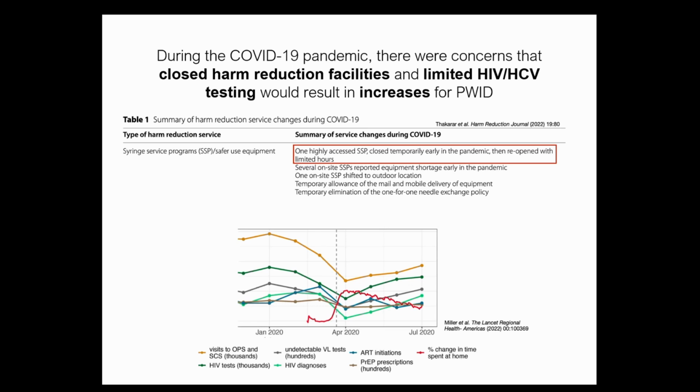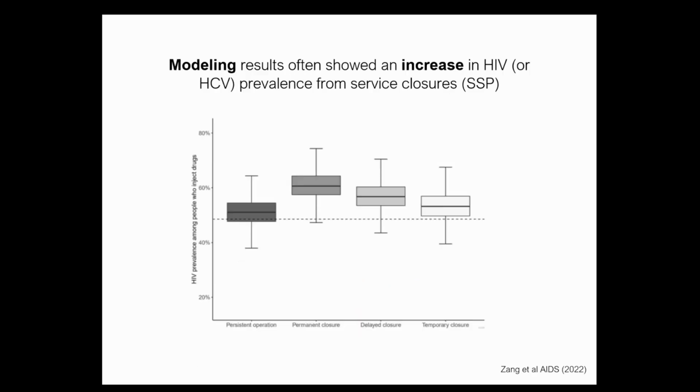Even when places were able to reopen, there was concern that they were reopening with very strange and erratic hours. Maybe normally they would be open every day, and now they're only open on Tuesday afternoons. Getting that information to the population that needs those services could be very difficult. So there was a lot of concern that this might be very bad for this particularly vulnerable population.